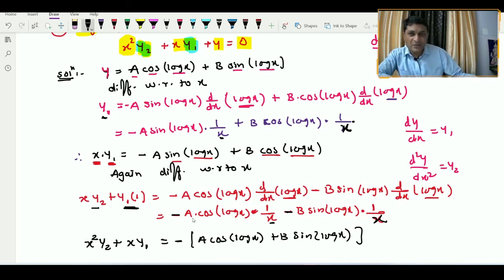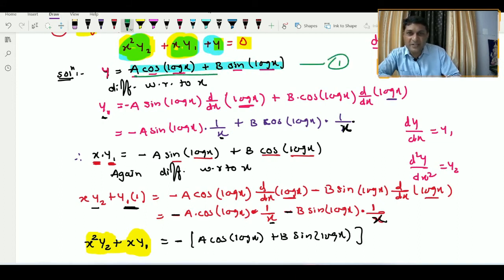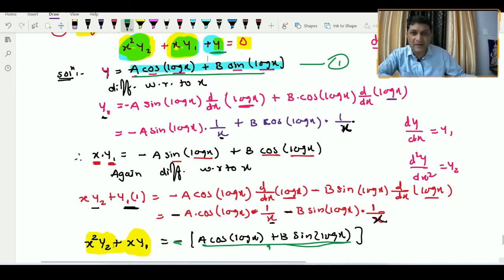Now keep this first term. If you observe, now if you compare this result with the required result, check that we have got the first two terms x square y2 plus x y1. Here also the first two terms are x square y2 plus x y1. And after that, what do we need? Plus y. Is it the value of y? Let us denote it by equation number first and check that the same result we have got here, a cos log x plus b sin log x, which can be replaced by y, and this minus y on this side will become plus y, and we will get our required result.